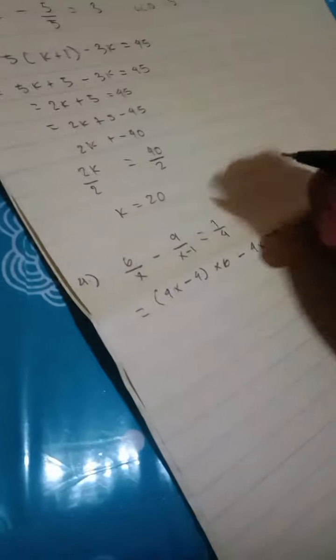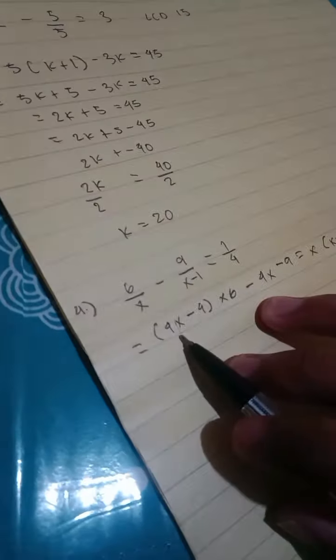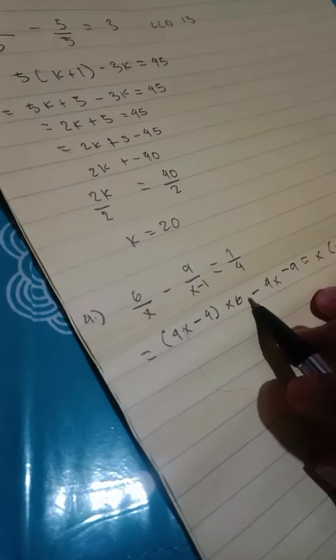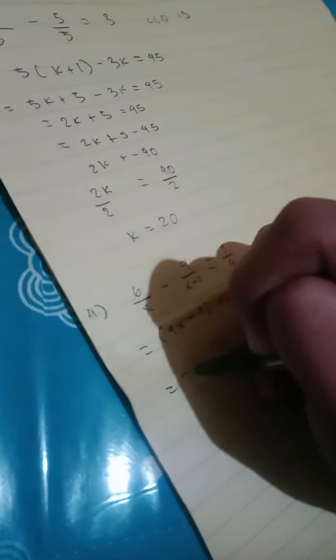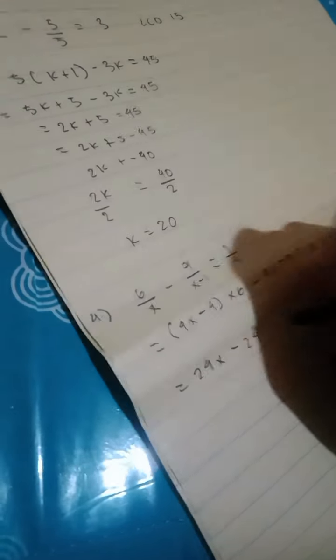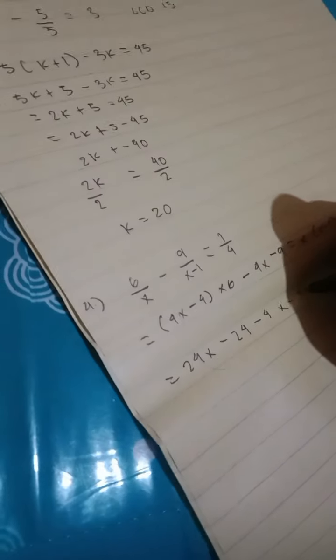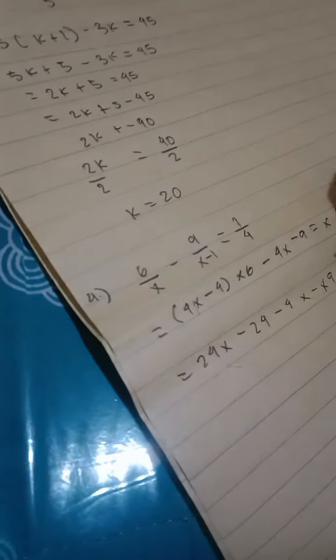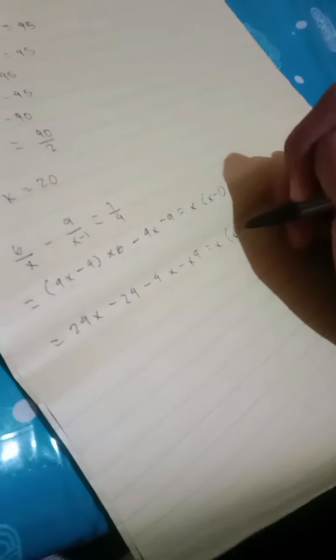Use the distribute property to multiply the 4x and negative 4 by 6. So it will turn to 24x minus 24 equals 4x minus 9 equals x plus 1.